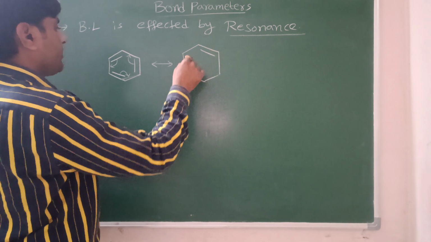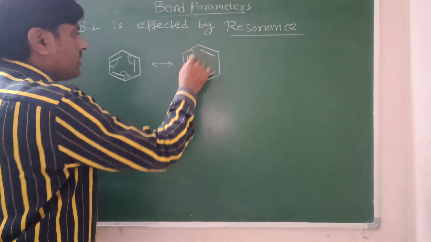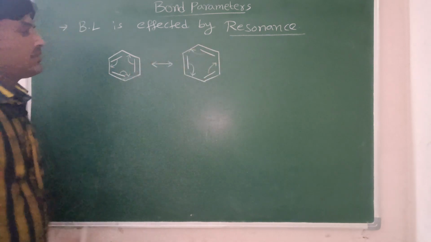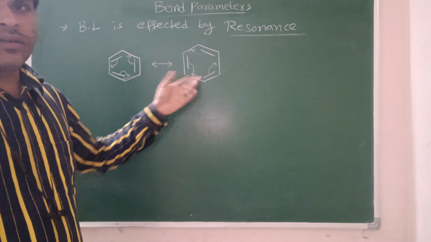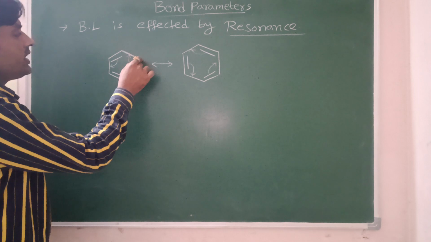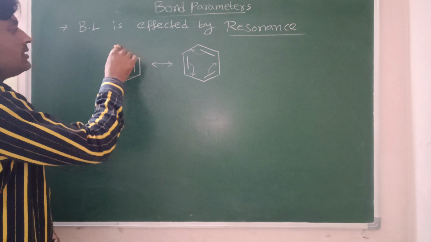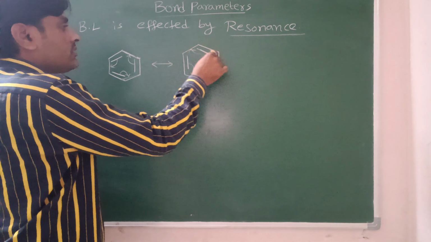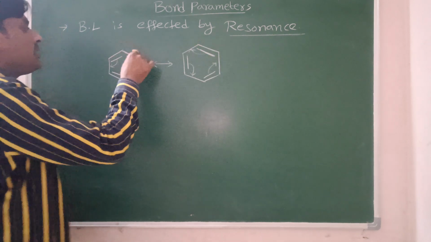Double bond, double bond, double bond. When this bond is shifted to here, and this is shifted to here, and this shifted to here, then we get this structure. So these two structures are interconvertible. These are called resonance structures. So you observe here a single bond is there between two carbons. The junctions represent carbons. So between these two carbons a single bond is there, but in this structure, between these two carbons, a double bond.